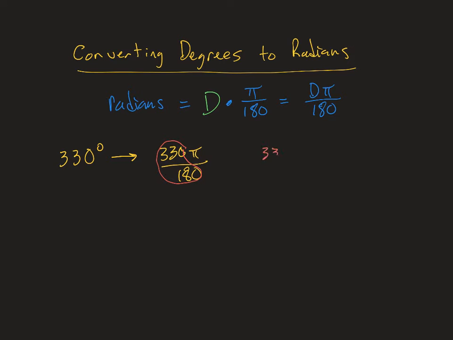So the quick way to do that, well, there's nothing quick about reducing fractions, but one quick way is, first of all, you can see that they both reduce by dividing by 10, so we can cross out these zeros. And then 3 will go into 33, and 3 will go into 18, and that makes 11 and 6. And so this 330 pi over 180 actually reduces to 11 pi over 6. That's the radian measure for an angle of 330 degrees.